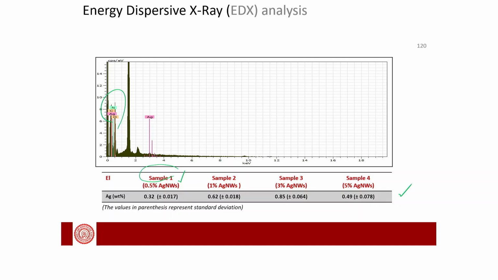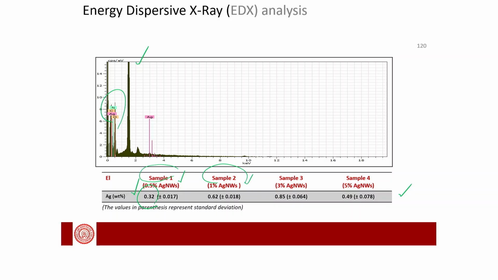So, in the nanoweb which we have finally produced, the electrospun nanoweb, there we have tried to see how much silver is present, because not all the silver is coming inside the fiber. So, here with 0.5% we are getting 0.32% silver within that.